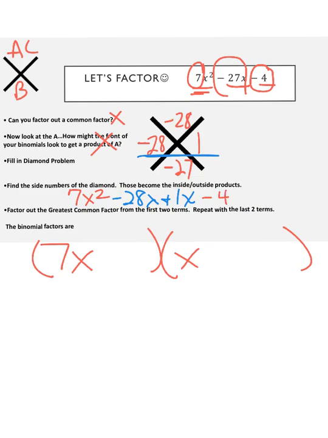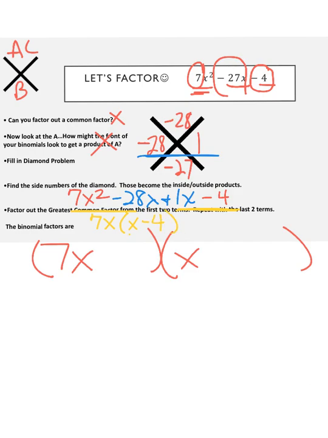So now we're going to look at the first two terms and factor them out, and then look at the last two terms and factor them out. Divide out a common factor. So we're going to go ahead and take 7x squared minus 28x, you can divide out a 7x. If I divide a 7x out of the 7x squared, I'm going to have an x left. And if I divide a 7x out of that one, I'm going to have an x minus 4.